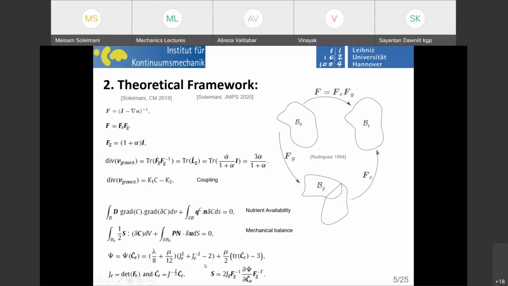Of course, you have multiple choices for that. It's not the only free energy function in the world. You have tens of them, different ones, like Hookean, Mooney-Rivlin type, Ogden type, and so on and so forth, with different definitions for that.